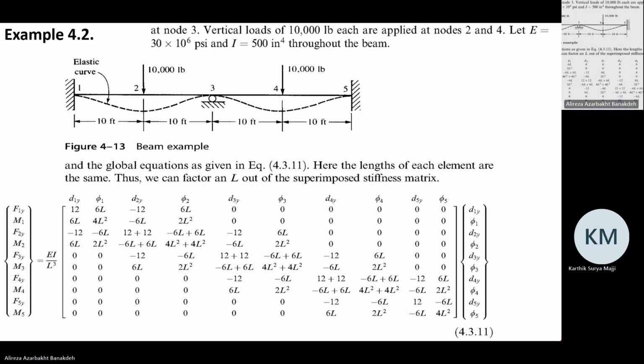Moving to example 4.2, it's a continuous beam with 3 supports and 2 external forces. Just to note that this is a symmetric structure. And if you remember from structure analysis from undergraduates, there are some methods that you can split a symmetric structure into half and analyze half of the structure, and the other half is just a mirror.